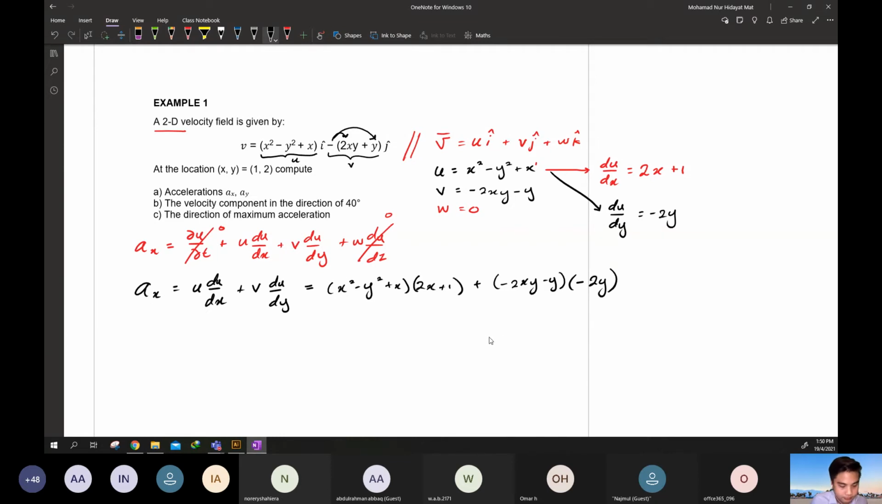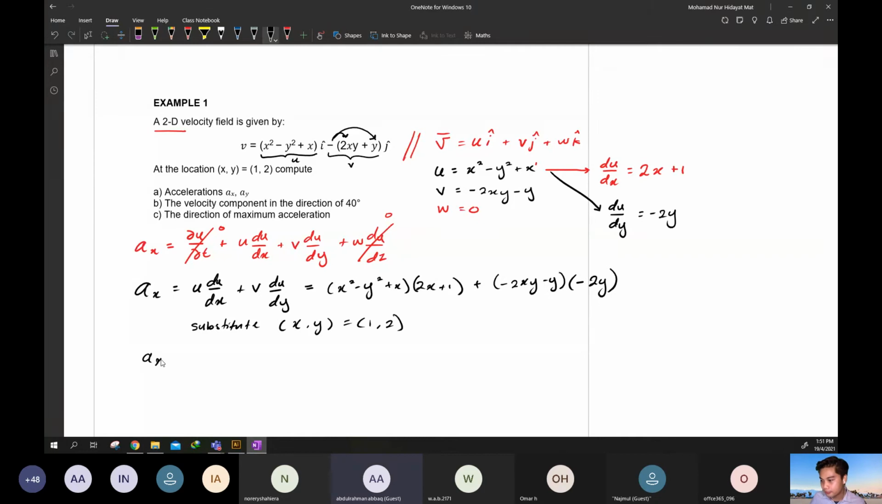Okay. And then, next what do we need to do? We have the coordinate here. We need to substitute the coordinate x and y, which is 1 and 2.